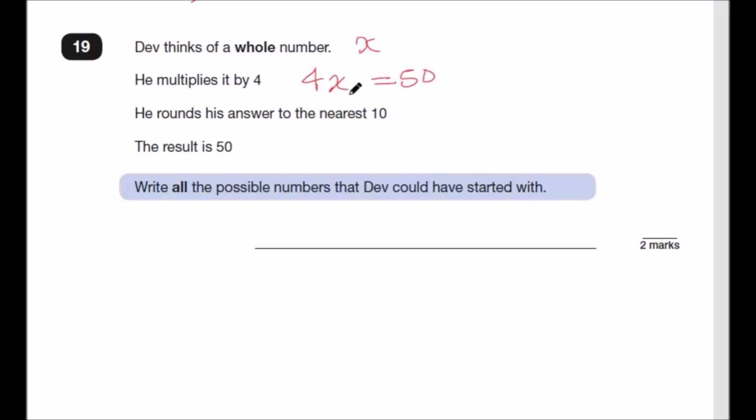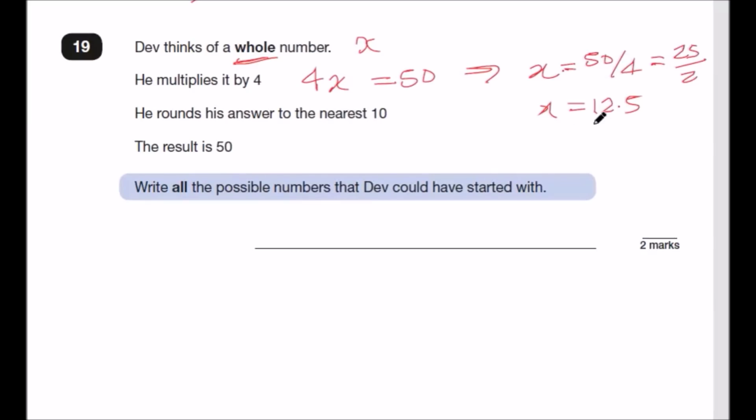So what we could do is to probably work out the value of x, and to do some basic algebra, you just simply have to divide both sides by 4 to find x. So dividing by 4 will give us x equals 50 divided by 4. Now, if you work this out, we can divide both sides by 2, we get 25 over 2. And then we can realize that half of 25 should give us 12.5. So because he started with a whole number, we need to pick answers around 12.5 and multiply by 4 to get an answer to the nearest 10, which should give us 50.